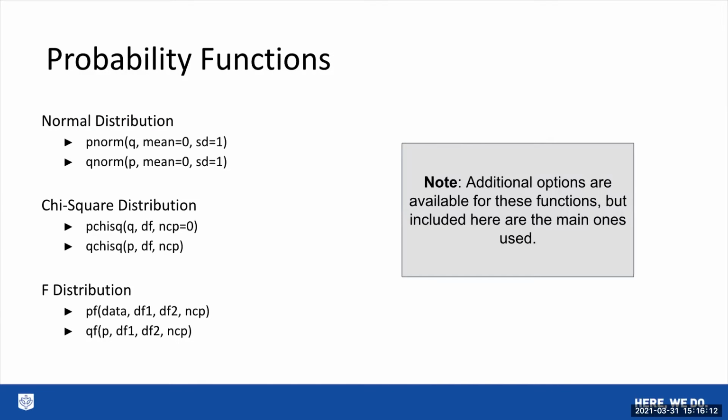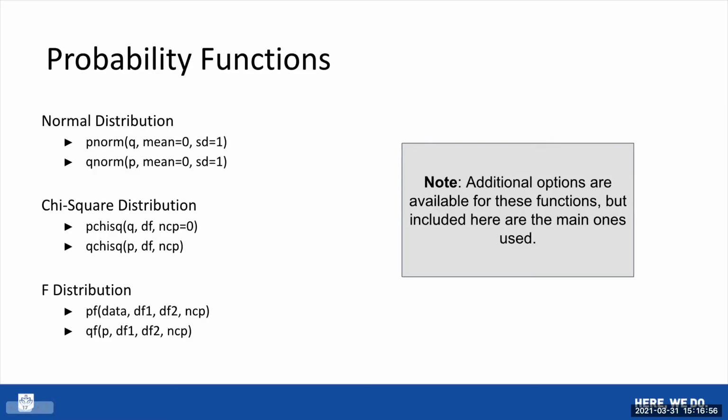So for probability functions in R, if you wanted the probability or the density function, you would use pnorm with q, where q means quantile, and then you would enter your respective mean and standard deviation. For qnorm, you would use your desired probability, and then your mean and your standard deviation. For chi-squared distribution, for pchisq, you would use your quantile followed by your degrees of freedom and then your non-centrality parameter. For qchisq, you would include your probability followed by your degrees of freedom and your NCP.